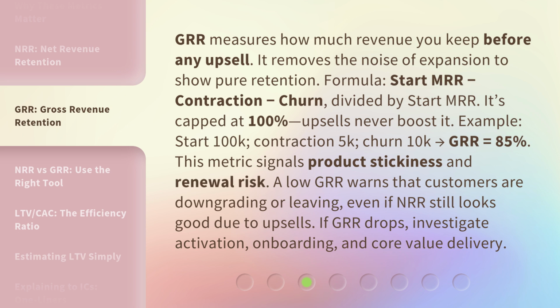This metric signals product stickiness and renewal risk. A low GRR warns that customers are downgrading or leaving, even if NRR still looks good due to upsells. If GRR drops, investigate activation, onboarding, and core value delivery.